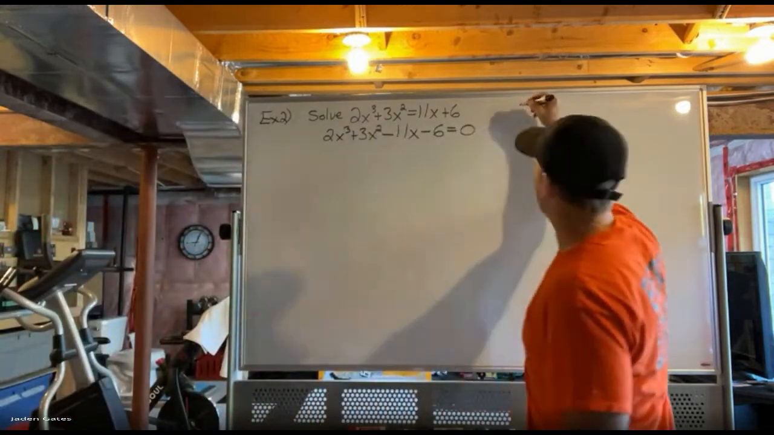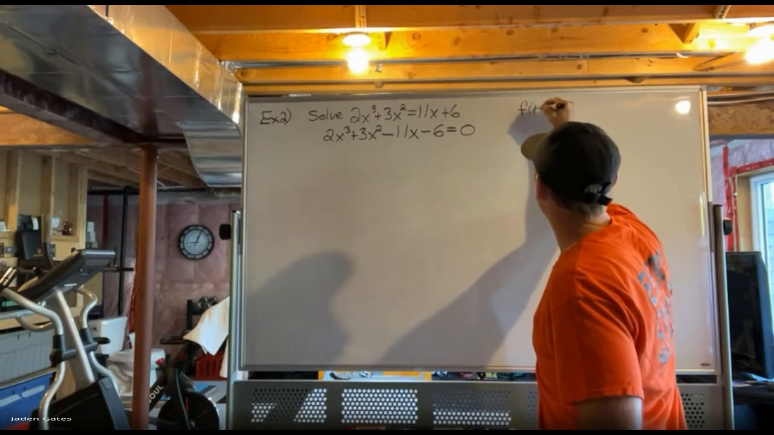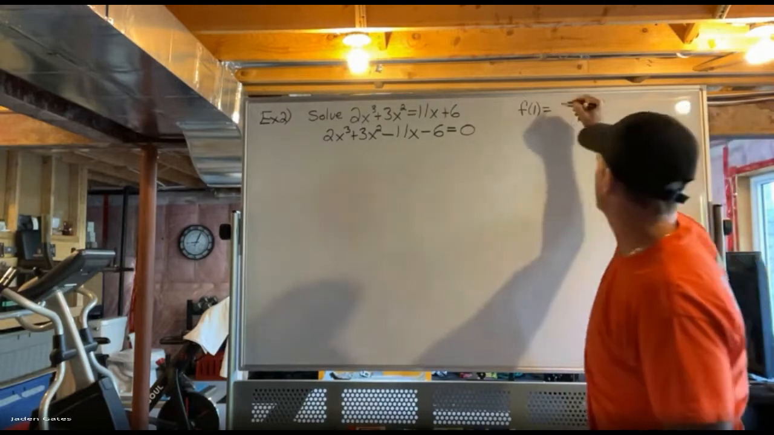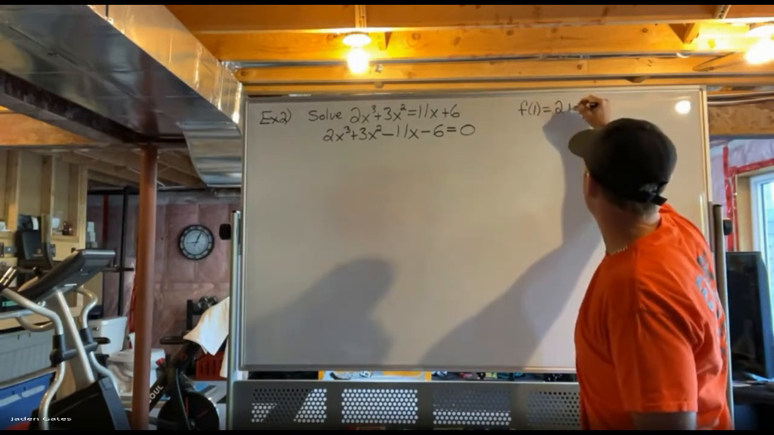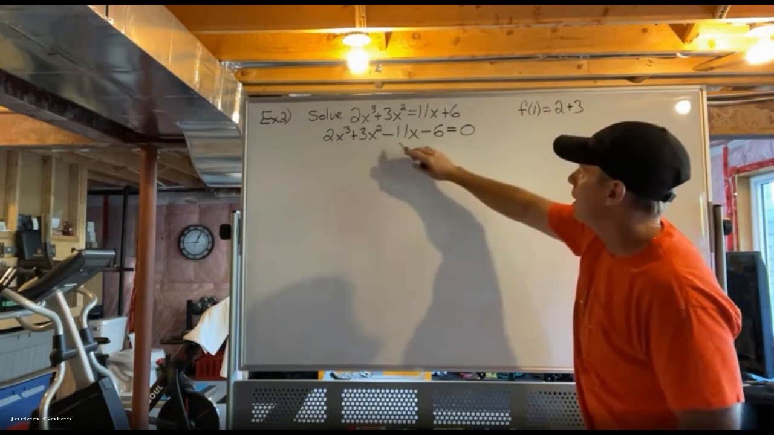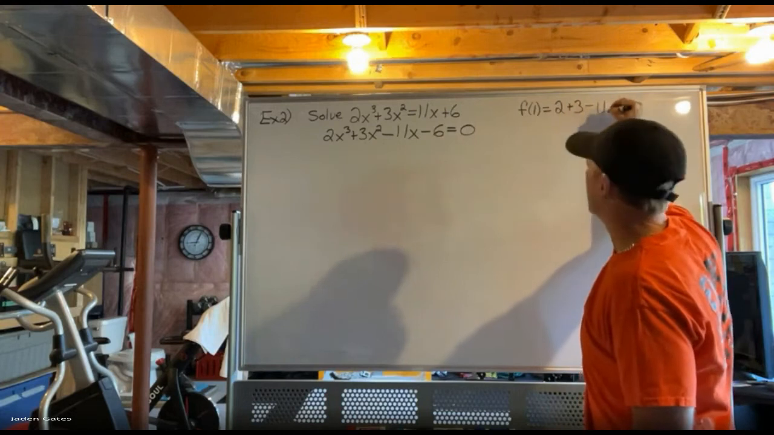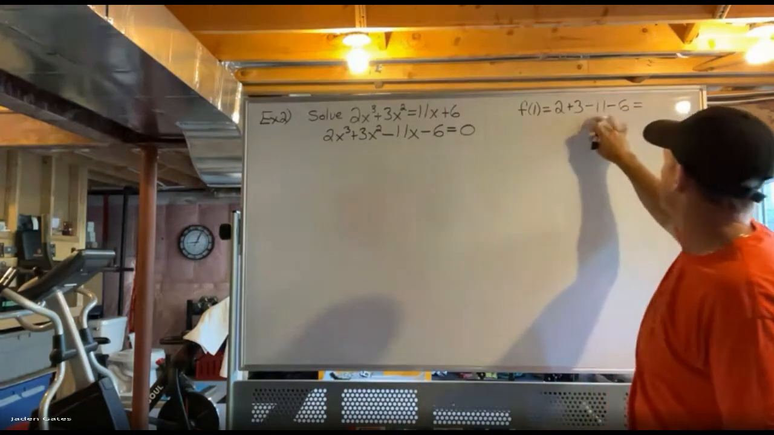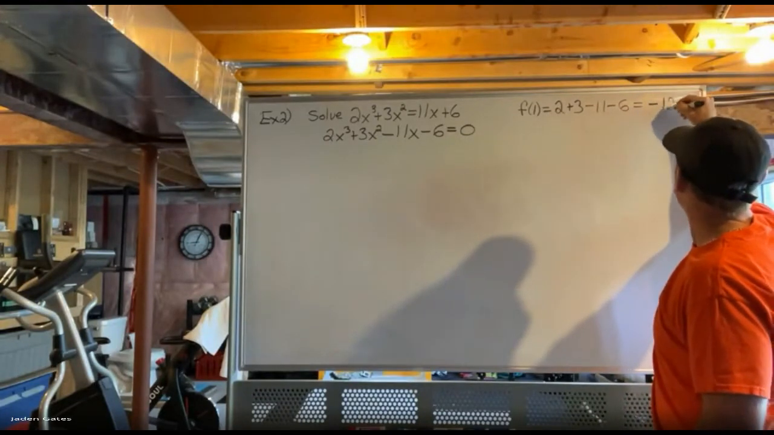And so let's see here. f of 1. Let's see. 1 cubed times 2 is 2. 1 squared times 3 is 3. Minus 11 times 1 is minus 11. Minus 6. What do we get there? Minus 17. Oh, yeah, minus 12. That's not a factor. That's not going to work.